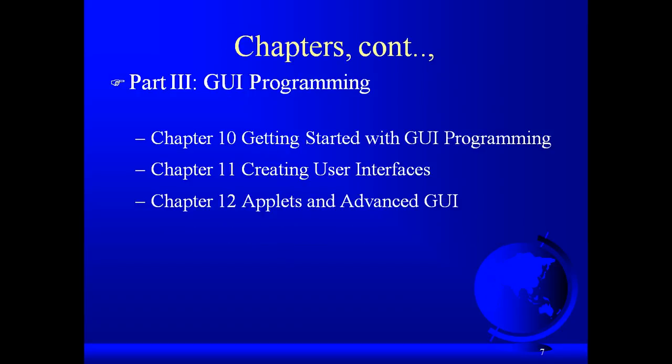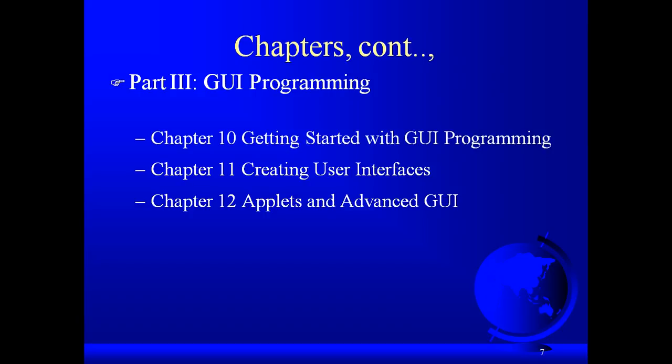And in the 10th chapter we will talk about getting started with GUI programming, graphical user interface programming. In this graphical user interface programming, we can do it in two ways. First one is applets. Advanced GUI programming is Swing. So in the 11th chapter, creating user interfaces: how to create a user interface with the graphical user interface, applets, and advanced GUI concepts will be there. It is completely GUI programming. Normally, this type of programming is used when developing Windows applications.